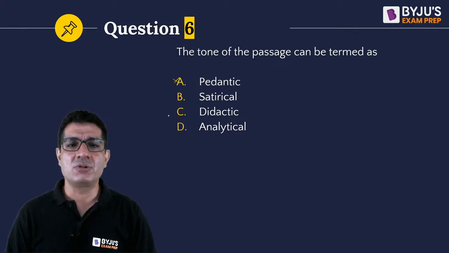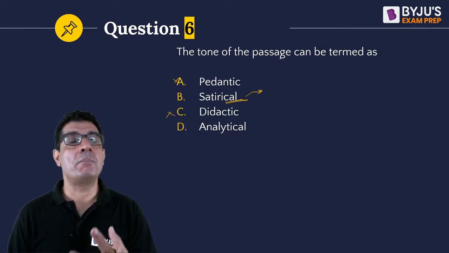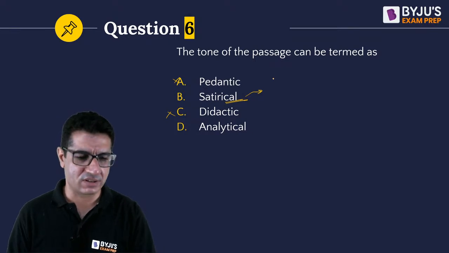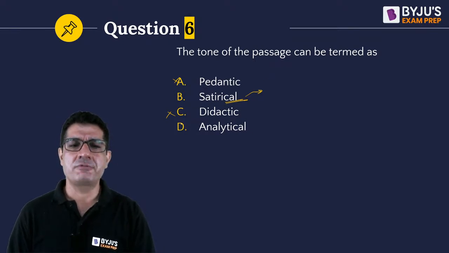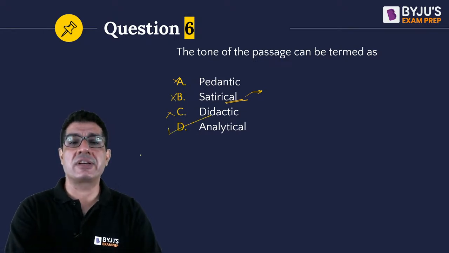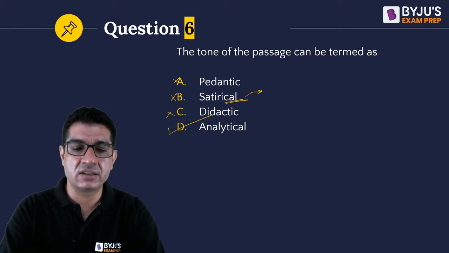So A and C ruled out, that leaves you with B and D. Satirical. Satire is using humor to comment on some underlying social anomaly. There was no humor here. And therefore, B is also ruled out. So the best answer choice that is left for us is option D.